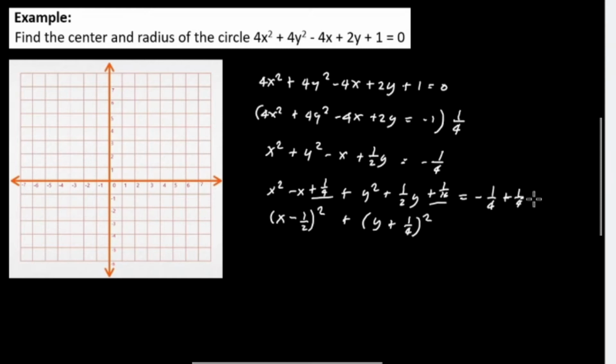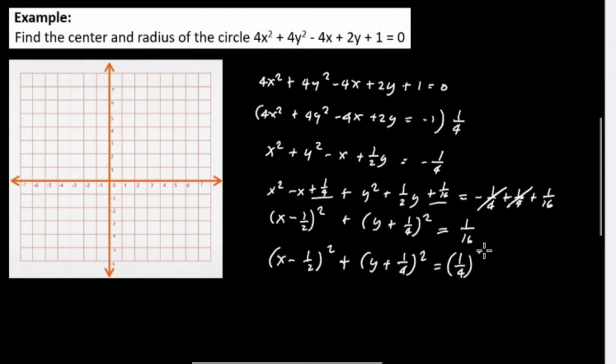You add 1/16 to the right, so that's plus 1 over 16, and negative 1/4 and positive 1/4 cancel out. It is equal to positive 1 over 16. And last, x minus 1 half squared plus y plus 1/4 squared equals 1/16, based on r squared, or 1 over 4 squared.